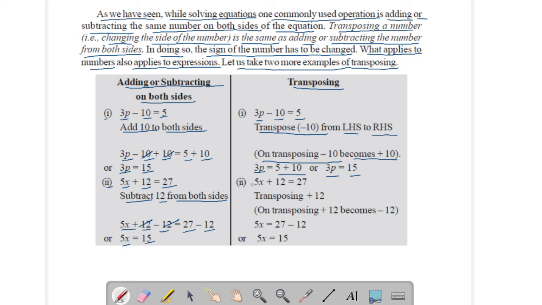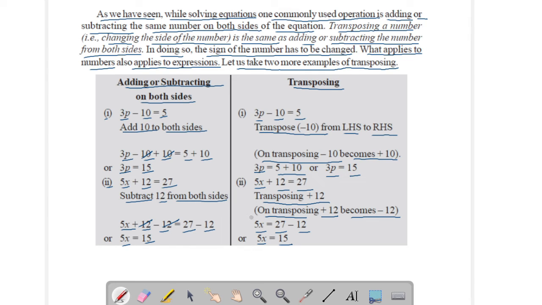Similarly, see the second part, that is 5x plus 12 equal to 27. Here we have to remove this plus 12. So simply bring plus 12 to the right hand side. If you bring this 12 to the right hand side, its sign will be changed. Here it is plus sign. It will become minus. See here, transposing plus 12. So on transposing, plus 12 becomes minus 12. Therefore 5x equal to 27 minus 12. And if you solve it, you will get 5x equal to 15. It is the same. Both are the same.